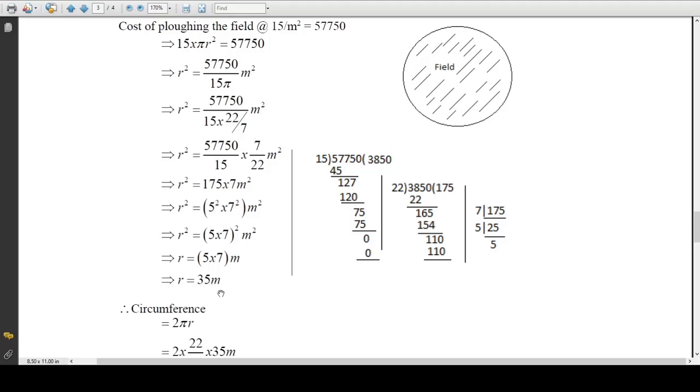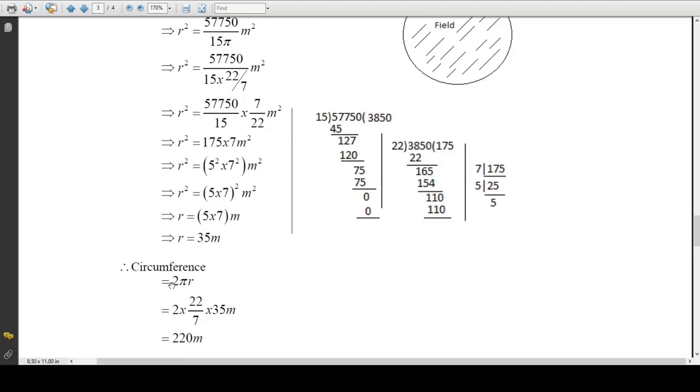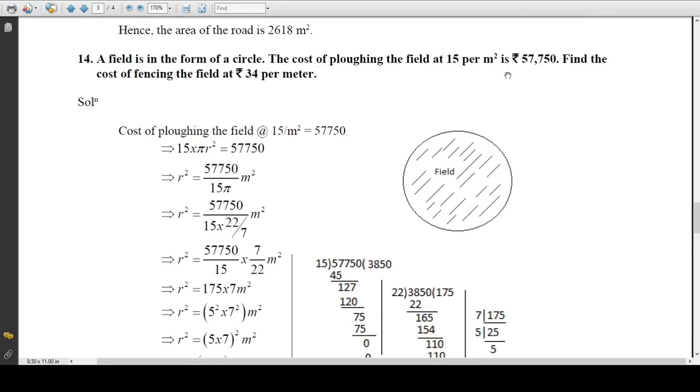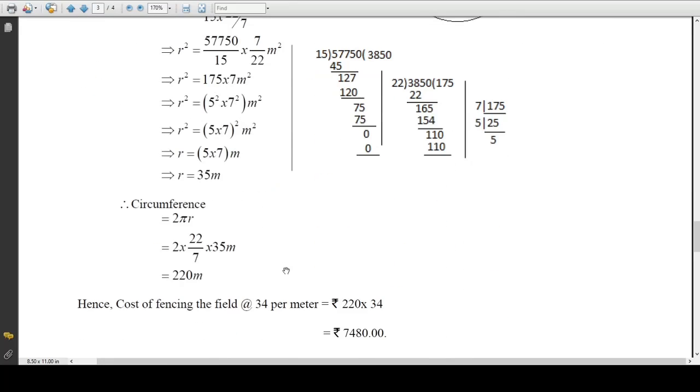What will be the circumference, the boundary of this field? The circumference is given by the formula 2 pi r, where r we have got to be 35 meter. Just substitute the value of r here, you will get the circumference as 220. Now what will be the cost of fencing? For 1 meter the cost is 34, therefore for 220 the cost will be 220 multiplied with 34, which is 7,480 rupees as the total cost of fencing the field.